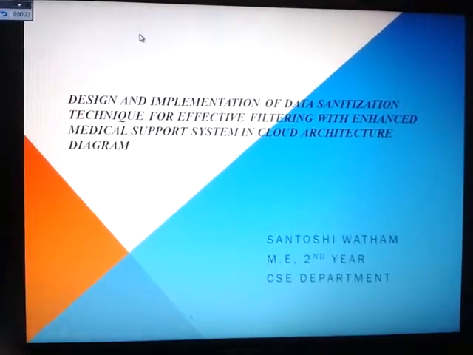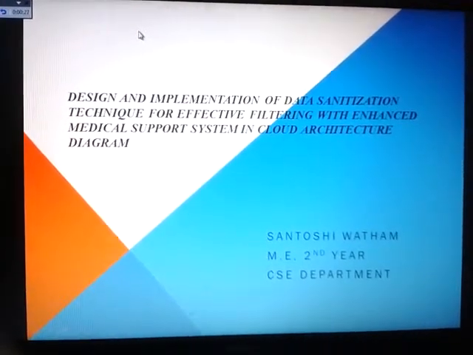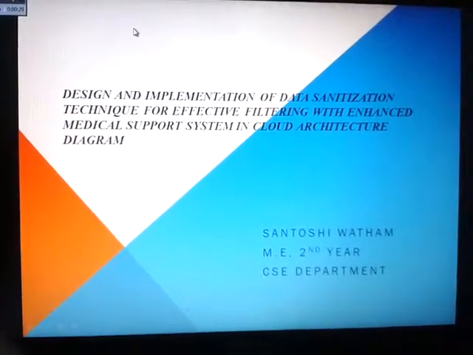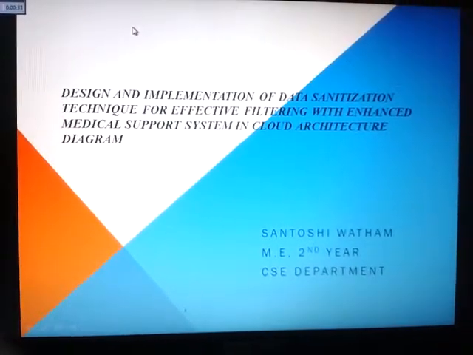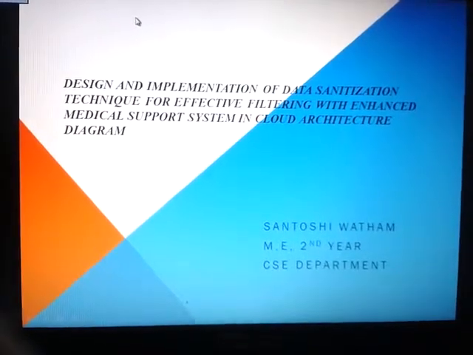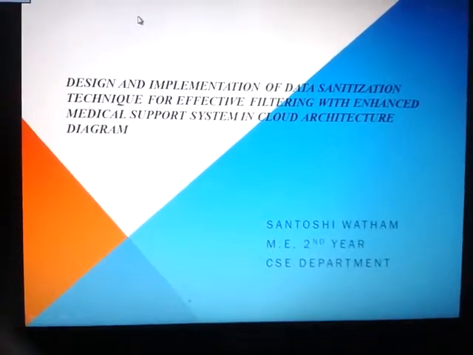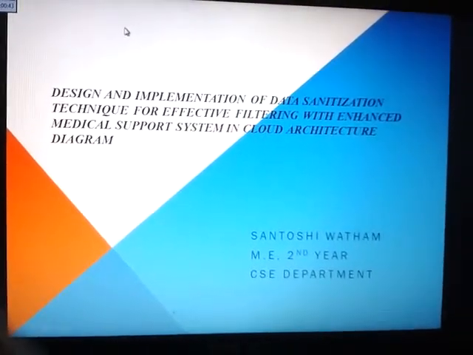First, let me define the term sanitization. Sanitization is a technique for hiding or removing sensitive terms in a document before the document is made publicly available, so that the document can be more widely available with security. In my project, I am using three sanitization techniques: entity generalization, entity sweeping, and noise addition.